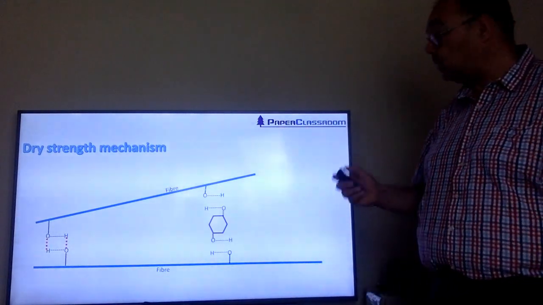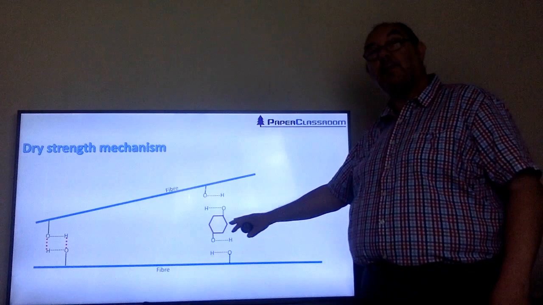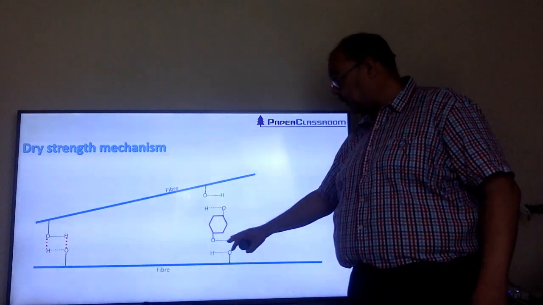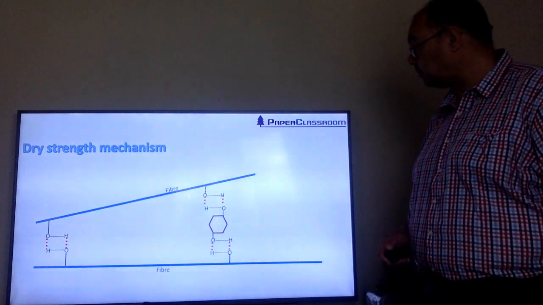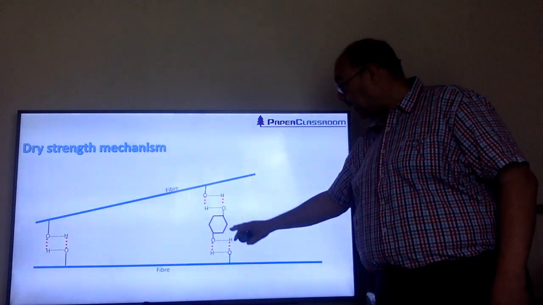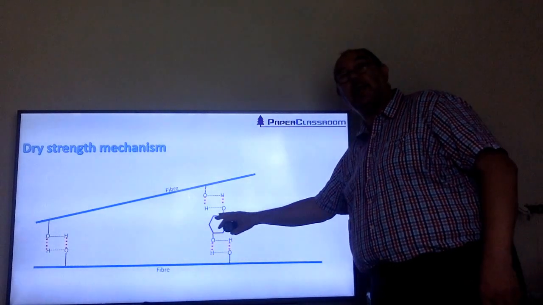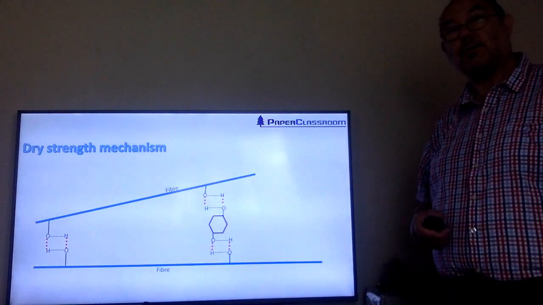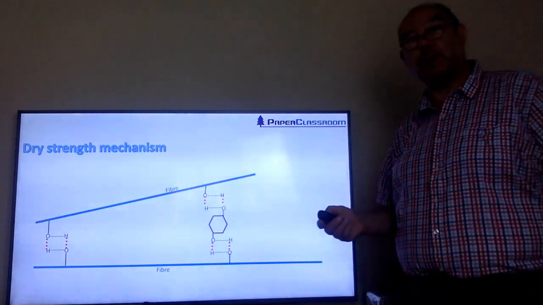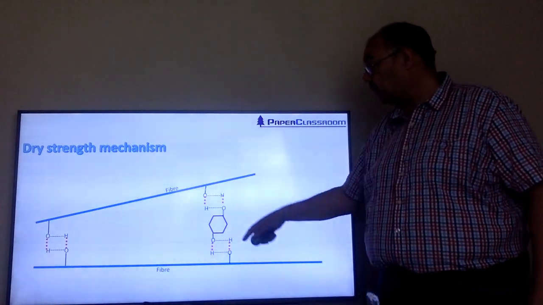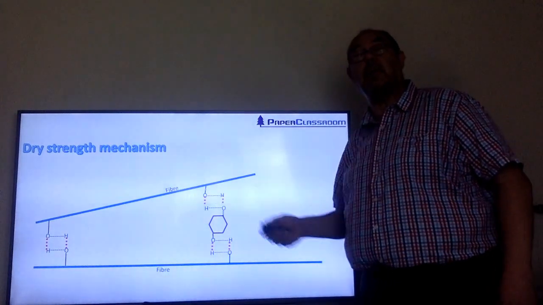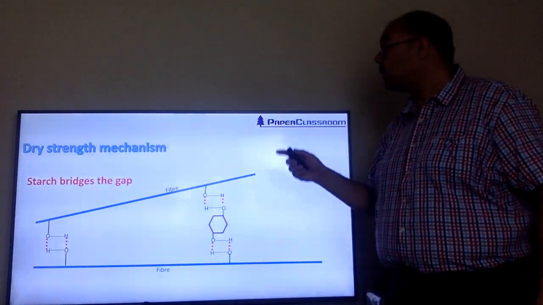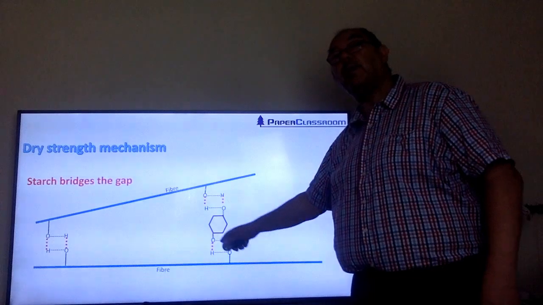So what we need to do is to put a molecule in between that also has hydroxyl groups. Then we get the hydrogen bonding on those hydroxyl groups, and we therefore increase the total number of bonds, and therefore we increase the strength. So starch is there to bridge the gap.